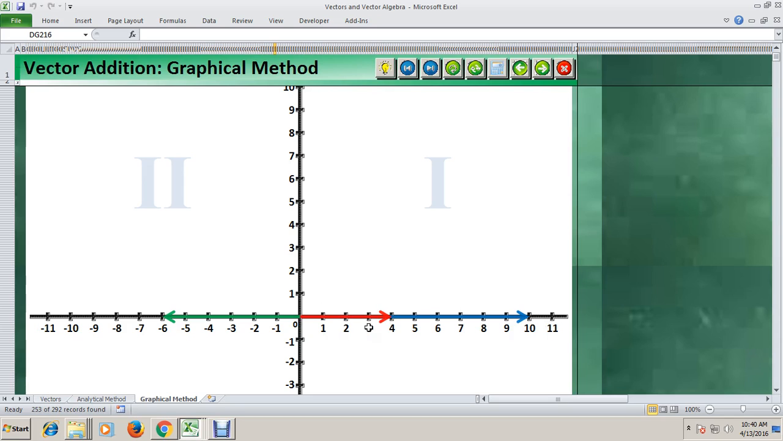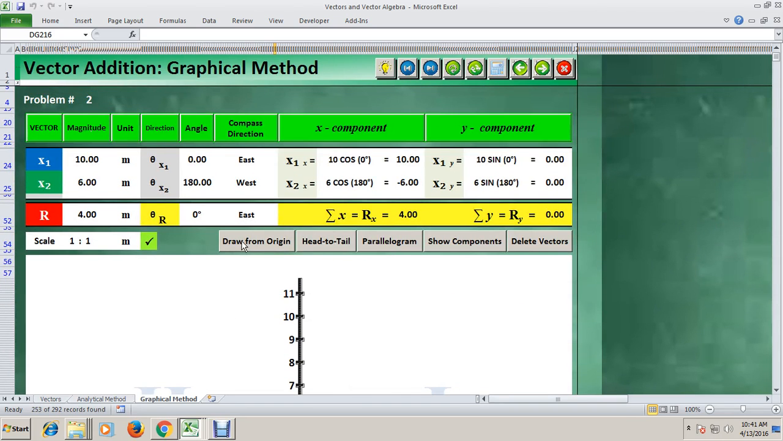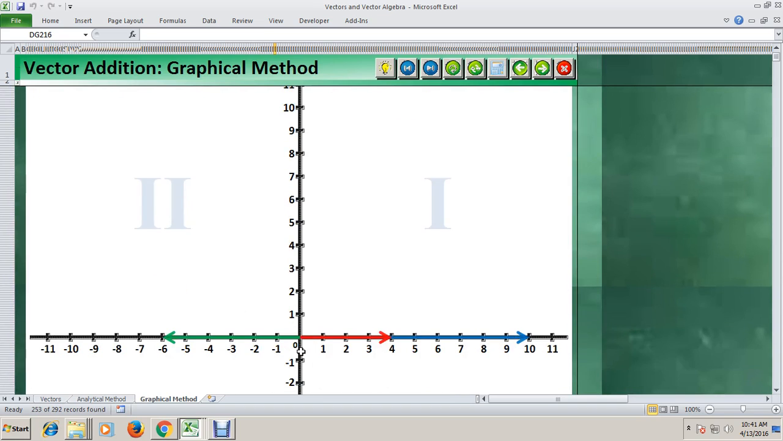We cannot see the rest of the vector since the overlap of the resultant vector covers the rest of the vector. The green vector, however, is directed towards the west direction, so that is 180 degrees, 6 meters. So this is your green vector, the second vector.